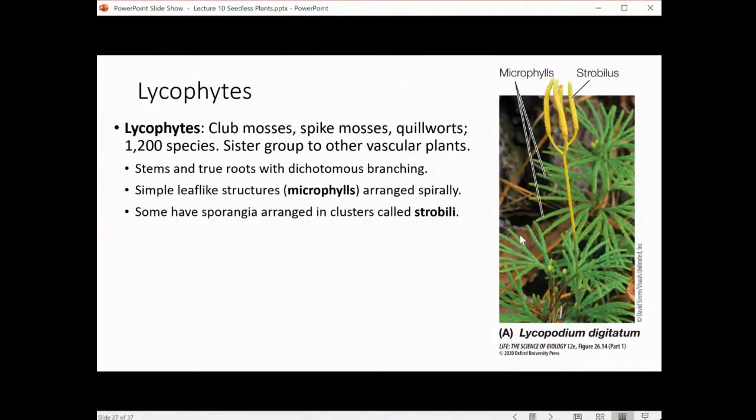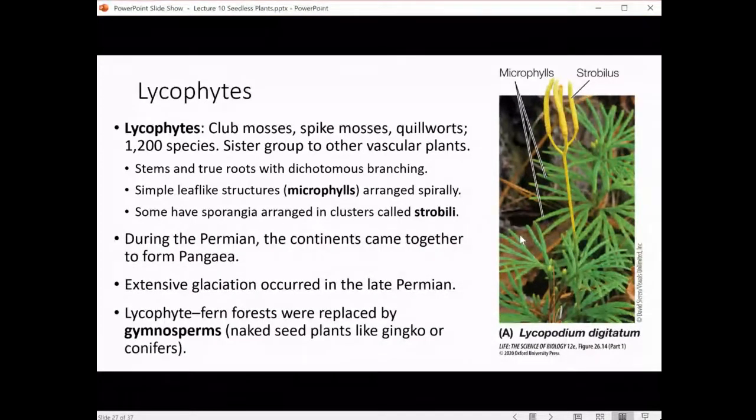Lycophytes are a kind of subclass of these. They're moss-like, for lack of a better way of saying it. About 1,200 species, and they resemble early vascular plants. During the Permian period, these would have been on all of the land plates, and they would have been able to move around to all the plates fairly easily when there was Pangea.